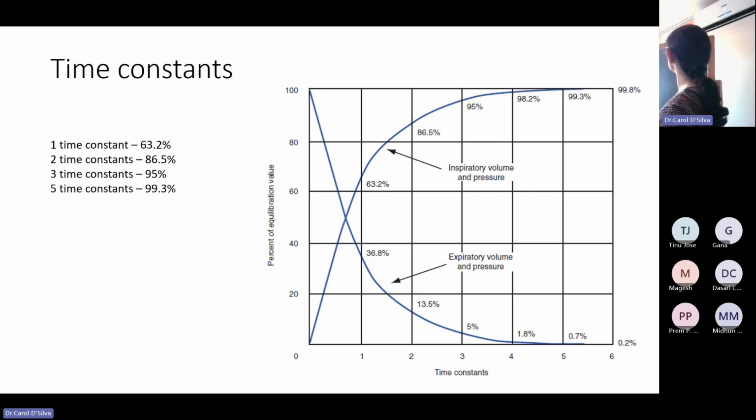Because if the resistance is increased or the compliance is increased, then my time constant will increase. And if I don't fix the problem causing the increased resistance or compliance, there will be more time required for it to inflate and more time for it to deflate. And if I don't give adequate time, it will give rise to gas trapping. And that gas trapping has its own physiological complications or consequences.